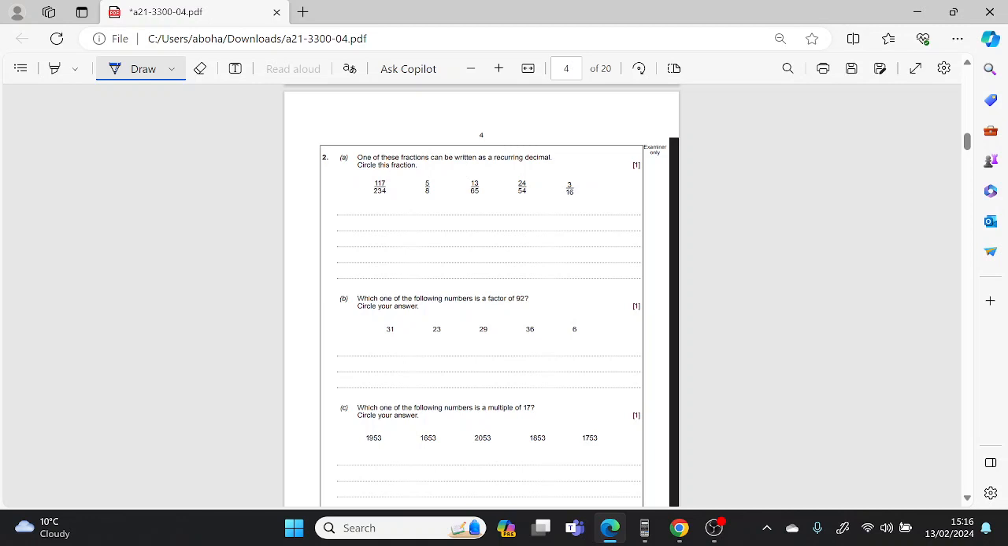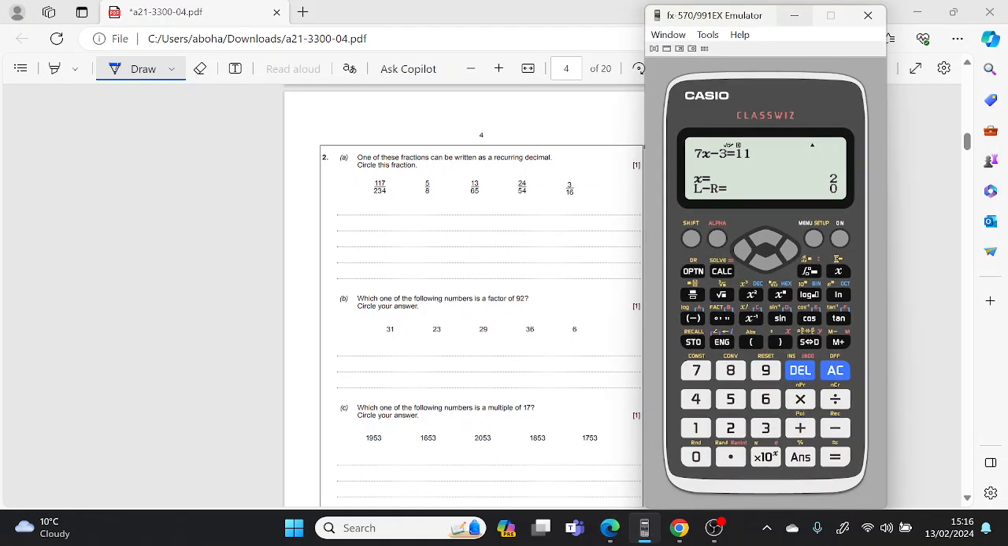Right, so one of these fractions can be written as a recurring decimal. Circle this fraction. Well, all you've got to do is take each fraction and just simply type it in. 117 over 234, it's 0.5. That's not recurring. And you just keep on going through every single one of them, okay? And then you will find the one which is a recurring decimal.